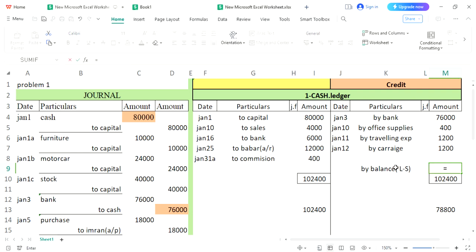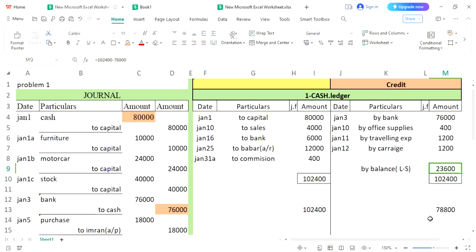What was the larger sum? Here you can see it was 102,400. This was the larger sum, and you will subtract the smaller sum. What was the smaller sum? This was 78,800. So you will subtract the smaller sum from the larger sum, and hence you have calculated the balance.